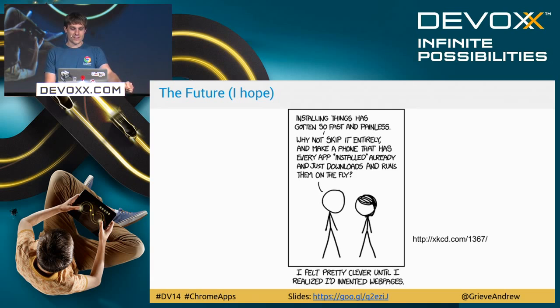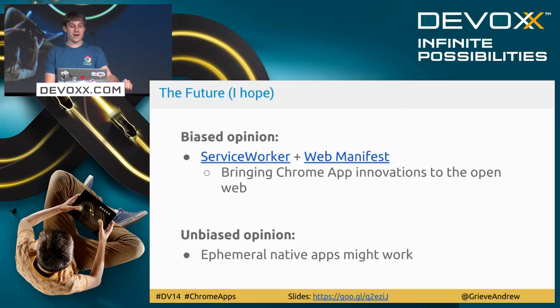So here's the future I hope. In my completely biased opinion, there's some really cool technologies, service worker and web manifests, that are being worked on right now, largely at Google, but also in conjunction with Mozilla and a little bit Safari and Internet Explorer. And this is really the idea to bring the idea of the Chrome app background page to the open web.